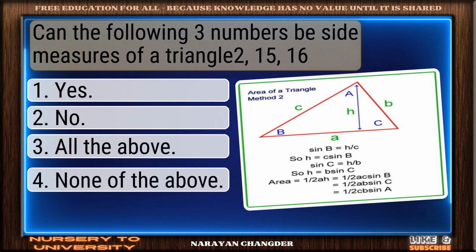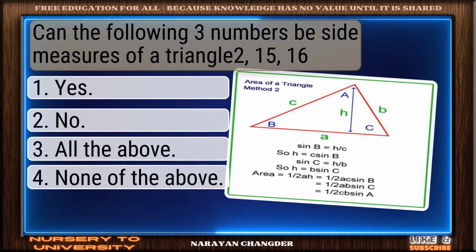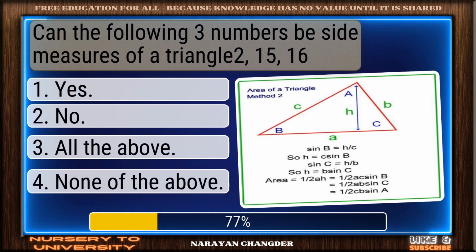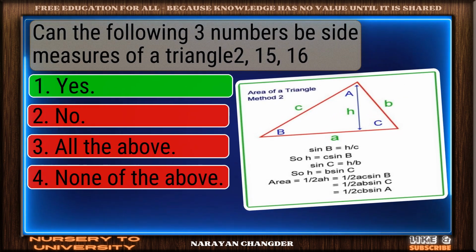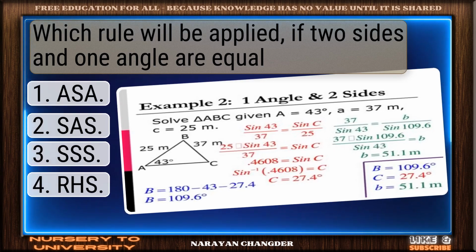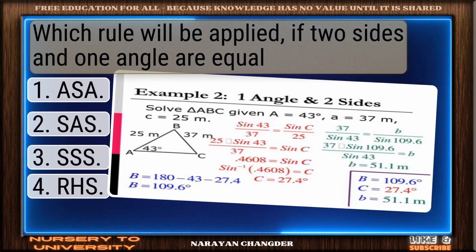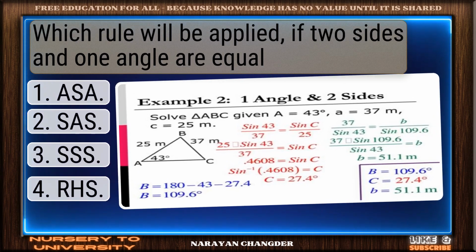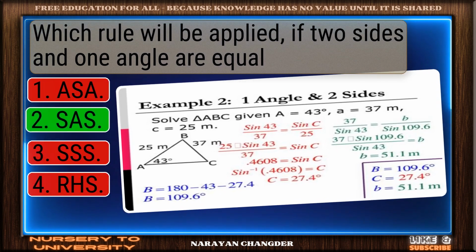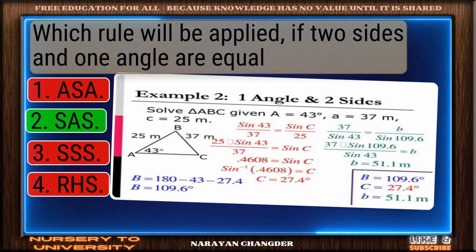Question number 31. Can the following three numbers be side measures of a triangle: 2, 15, 16? You got it. Your choice, yes, is right. Question number 32. Which rule will be applied if two sides and one angle are equal? Correct. SAS is the right answer.